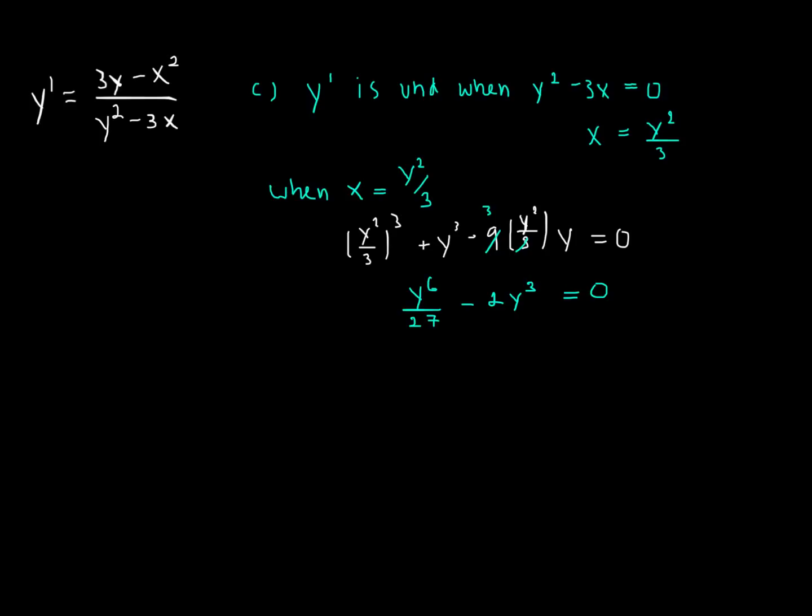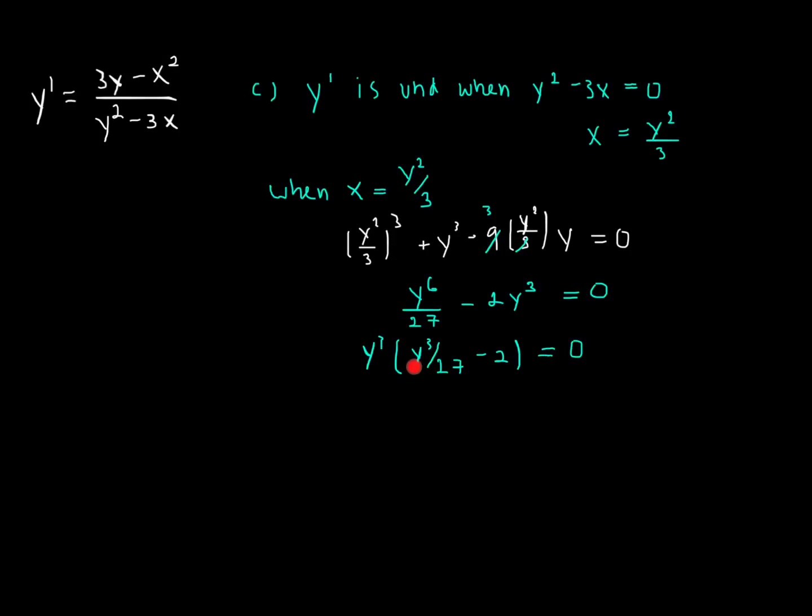Now, let's look again at that point A. That point A clearly does not have a y value of 0. So if we factor out a y cubed, one of the things that makes this equation true is when y equals 0. But that's not the point we're looking for. We're looking for the other coordinate. When you factor out a y cubed, you're left with y cubed over 27 minus 2.